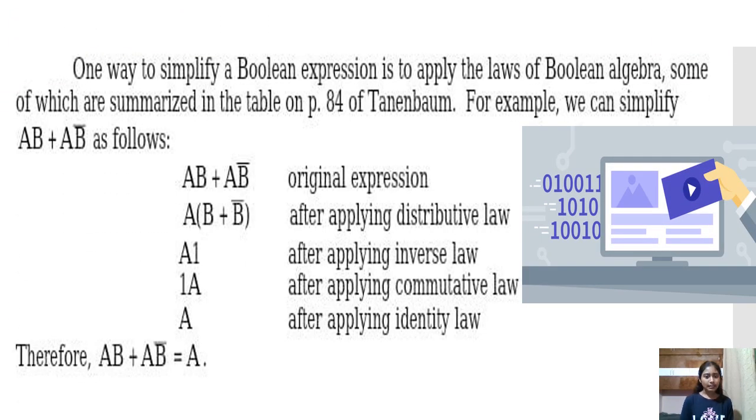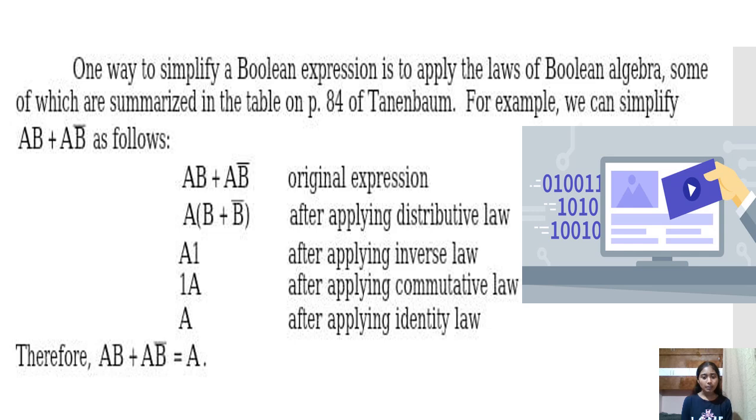Now let's see how to simplify a Boolean expression using the laws of Boolean algebra. One way to simplify a Boolean expression is to apply the laws of Boolean algebra, some of which are summarized here. For example, we can simplify AB plus AB bar as follows.